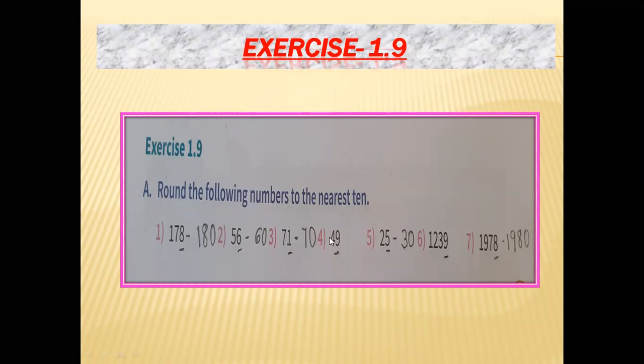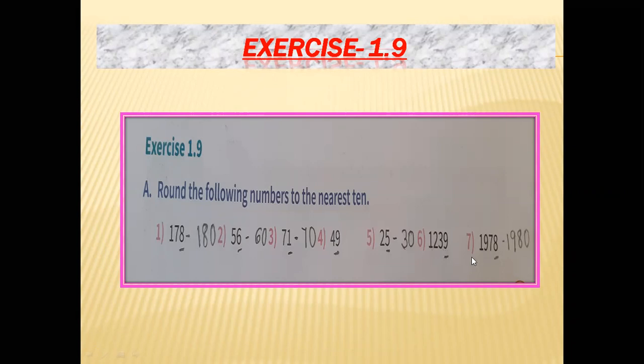Fourth one you have to do. 49 is there. See, in the ones place 9 is there. What is the answer? You have to think and write. 9 is greater than 5, so 4 changes to dash. You have to write this answer. Next, fifth one, 25. In the ones place 5 is there, so it will become 30. Next, sixth one also you have to write, 1239.